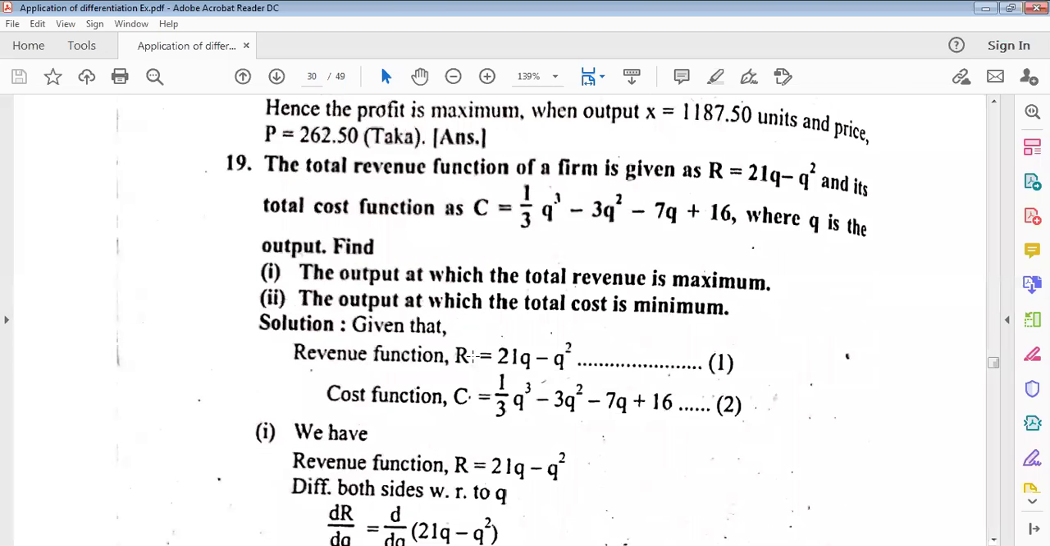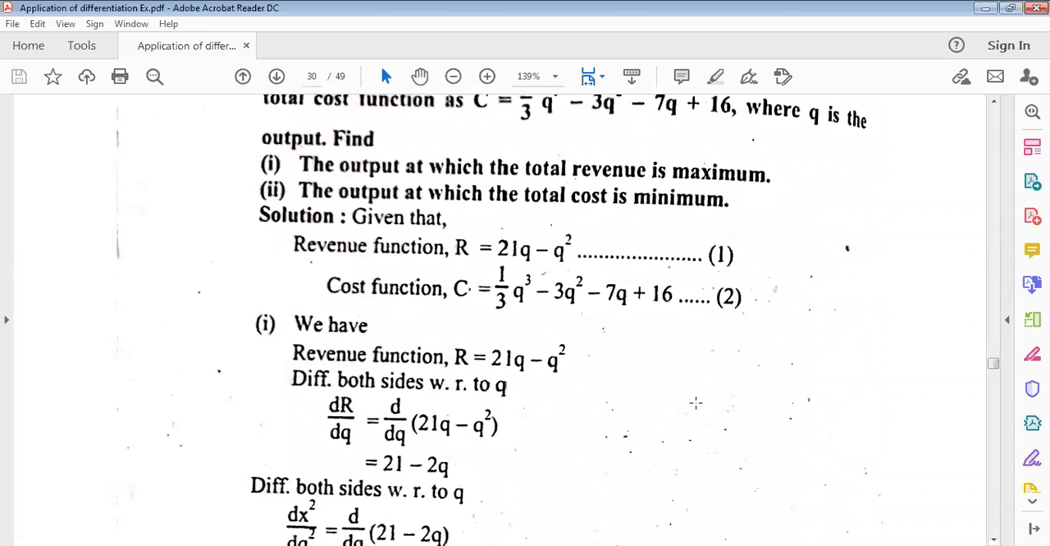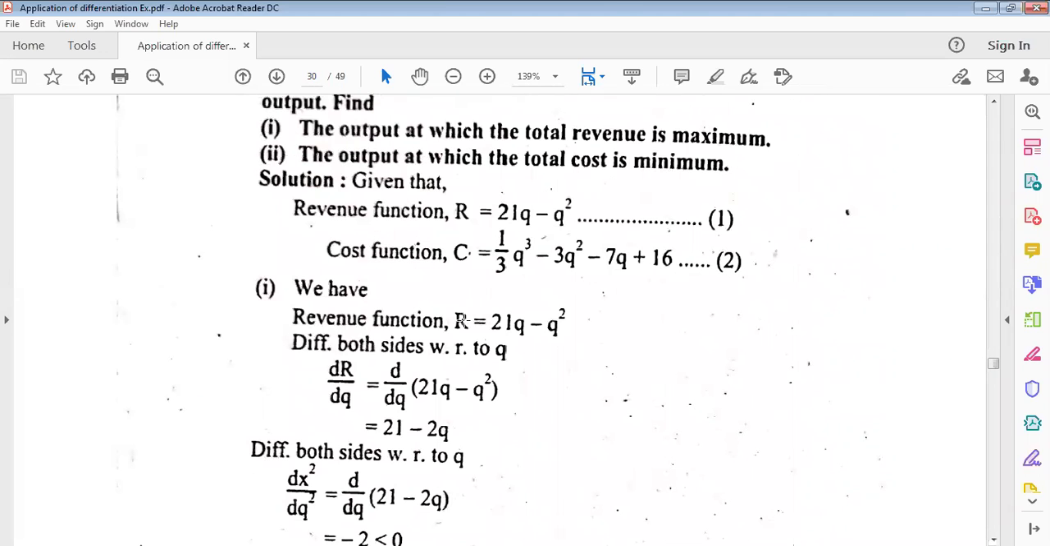Now another example, number 19. The total revenue function of a firm is given like this, and the cost is this, where Q is the output. In place of X, we have Q, remember it. You have to find the output at which the total revenue is maximum, and the output at which the total cost is minimum. Revenue is given, R equals to this, equation number 1, and cost C equals to this, equation number 2. Now we have to maximize the revenue, so taking d/dx on both sides, dR/dQ, not x, because the variable is Q, the number of units.